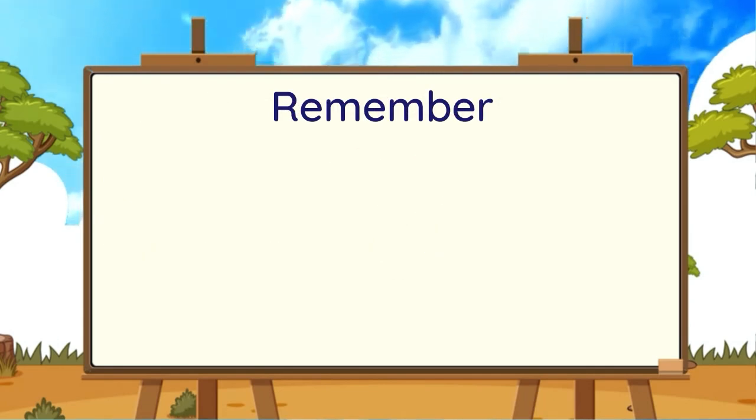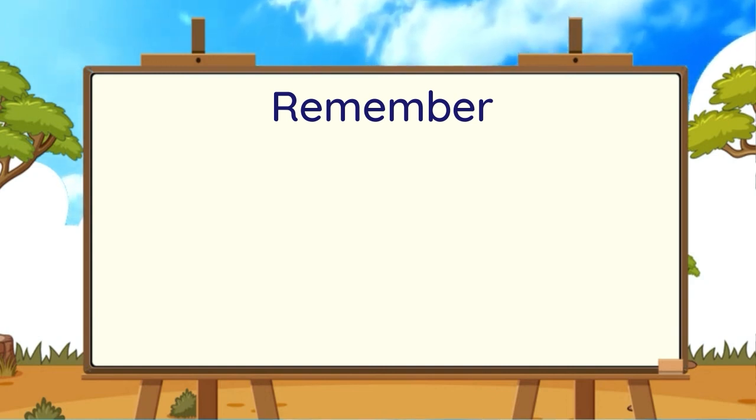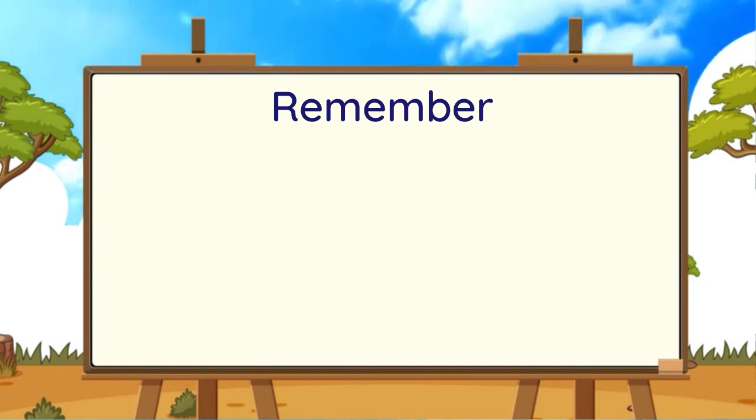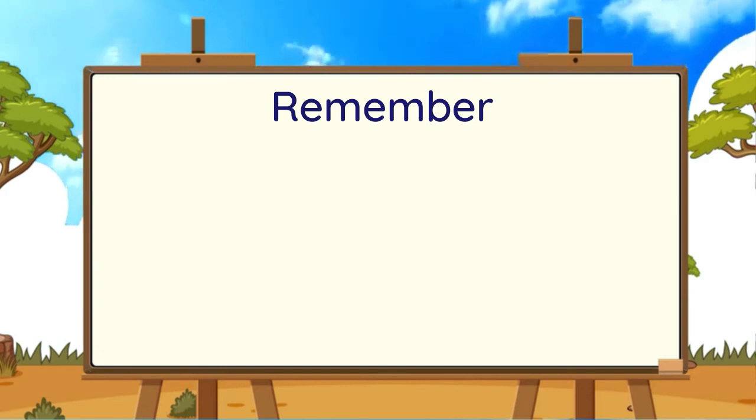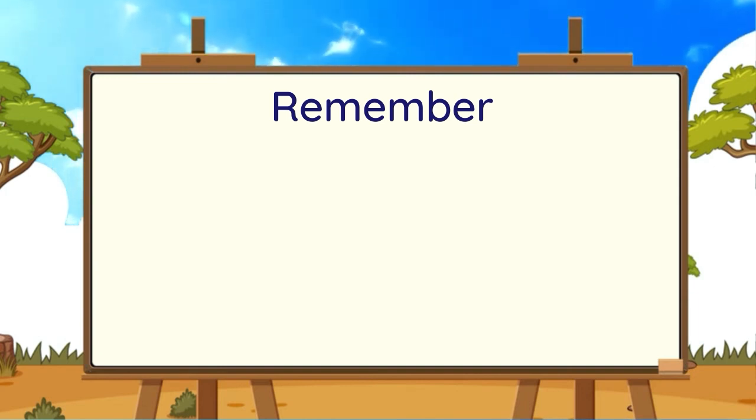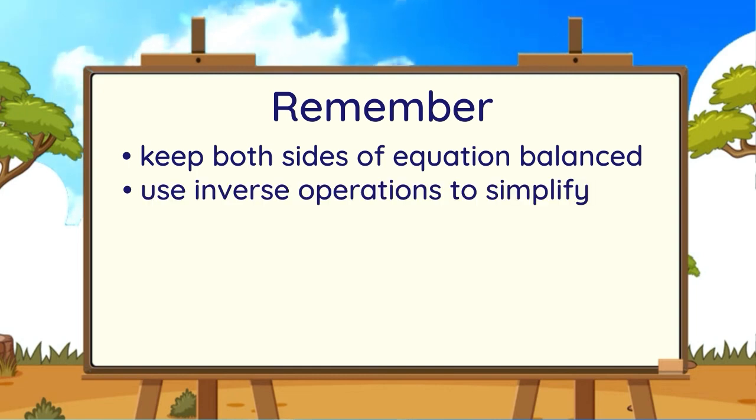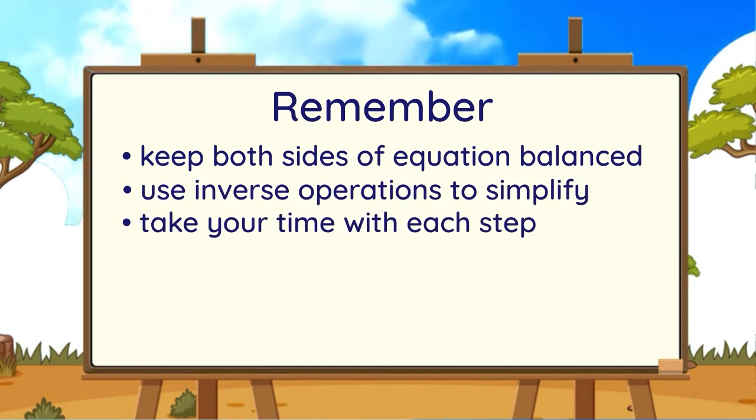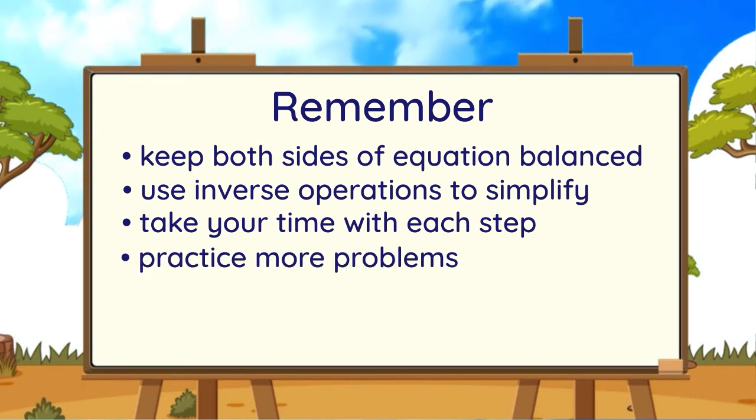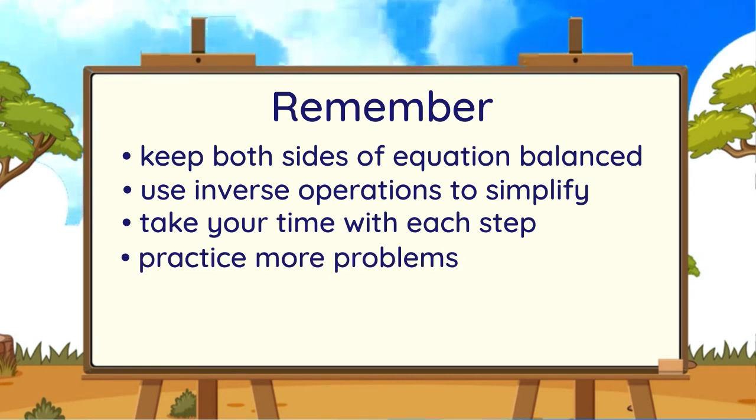In this lesson, we covered both one-step and multi-step equations, learning to isolate the variable and solve each equation step by step. Remember these tips. Keep both sides of the equation balanced, use inverse operations to simplify, and take your time working through each step. You're now ready to tackle more problems on your own. Congratulations on your progress so far.